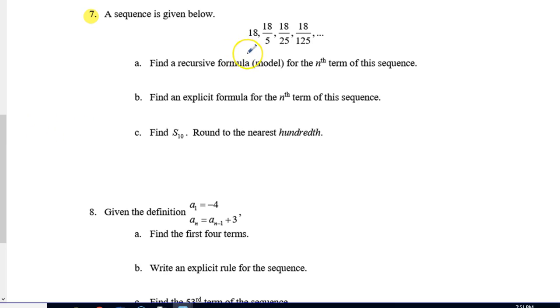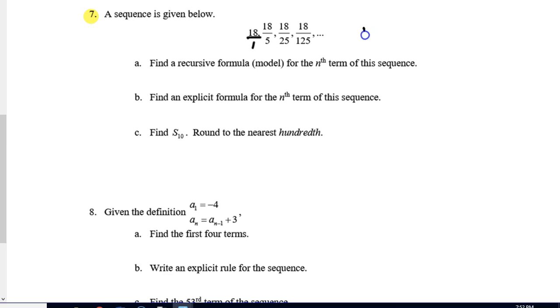We have a sequence here, and I want you to just look this sequence over and see what kind of pattern you see emerging. So hopefully you recognize that the numerator stays at 18, but the denominator gets multiplied by 5 each time. So it went from, I guess you could think of this as like over a 1, right? And then times 5, times 5, times 5. So it's 1/5 as big as it was before.